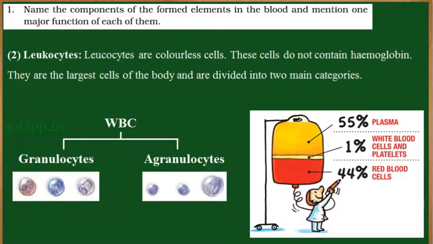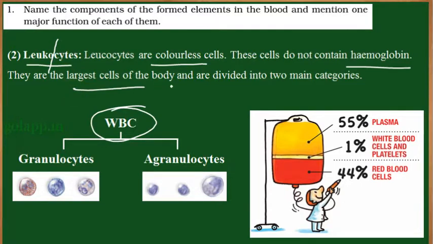So the next component is WBC. They are also called leukocytes. So leuko stands for colorless and cytes represents cell. So they are also called white blood cells, commonly called white blood cells. They are colorless in nature, and these cells are colorless because they do not contain hemoglobin. So when hemoglobin is present, it will be red in color. Now WBC cells do not contain hemoglobin, so they are colorless in nature.